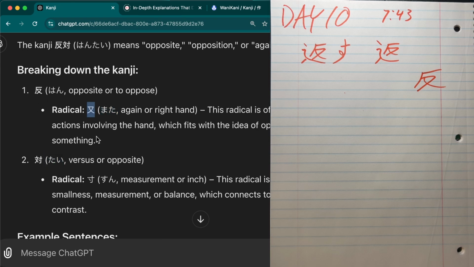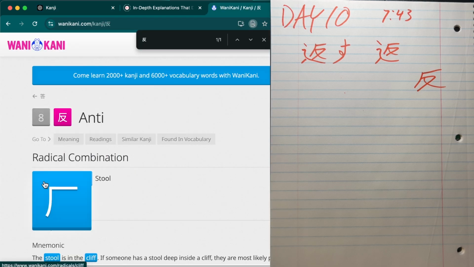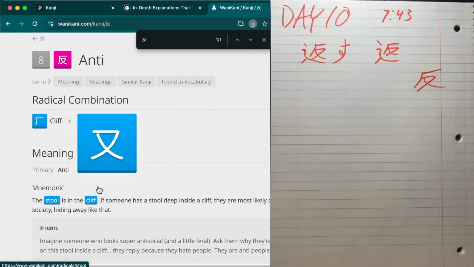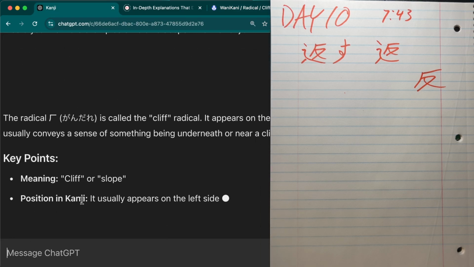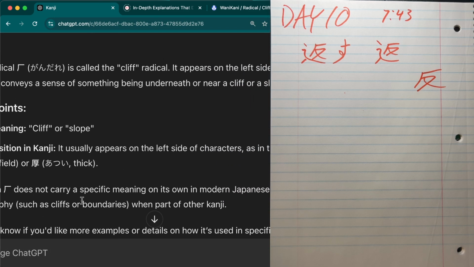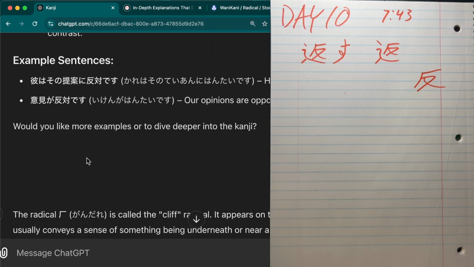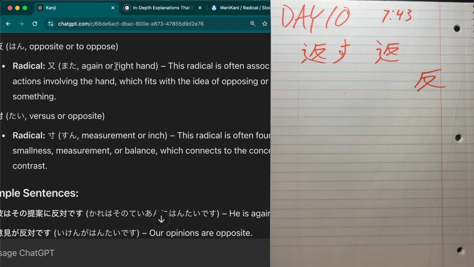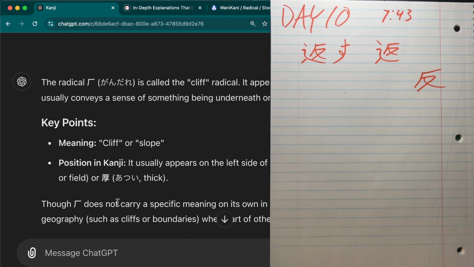This by itself. I'm going to ask WaniKani. Anti. So cliff and stool. Cliff, I can see the cliff. Yes. And stool. Let's see if they have an explanation of this. Cliff radical appears on the left side of certain kanji, usually conveys a sense of something being underneath or near a cliff. And then we have stool, which is what they just explained as again or right hand. Let's just see if it's consistent. Yeah, it's consistent, which is good.